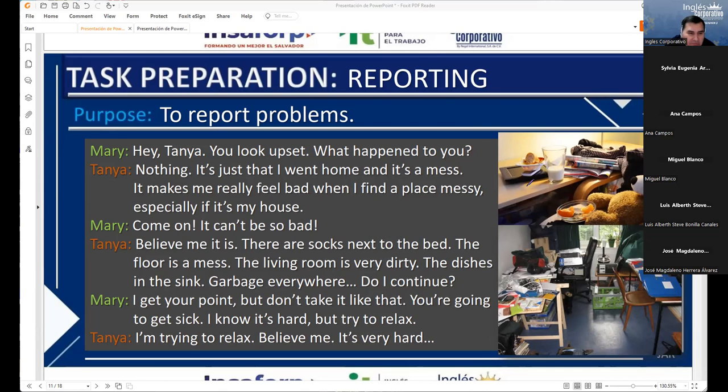Hey, Tanya, you look upset. What happened to you? Nothing. It's just that I went home and it's a mess. It makes me really feel bad when I find a place messy, especially if it's my house. Come on. It can't be so bad. Believe me, it is. There are socks next to the bed. The floor is a mess. The living room is very dirty. The dishes in the sink. Garbage everywhere. Do I continue? I get your point, but don't take it like that. You're going to get sick. I know it's hard, but try to relax. I'm trying to relax. Believe me, it's very hard.